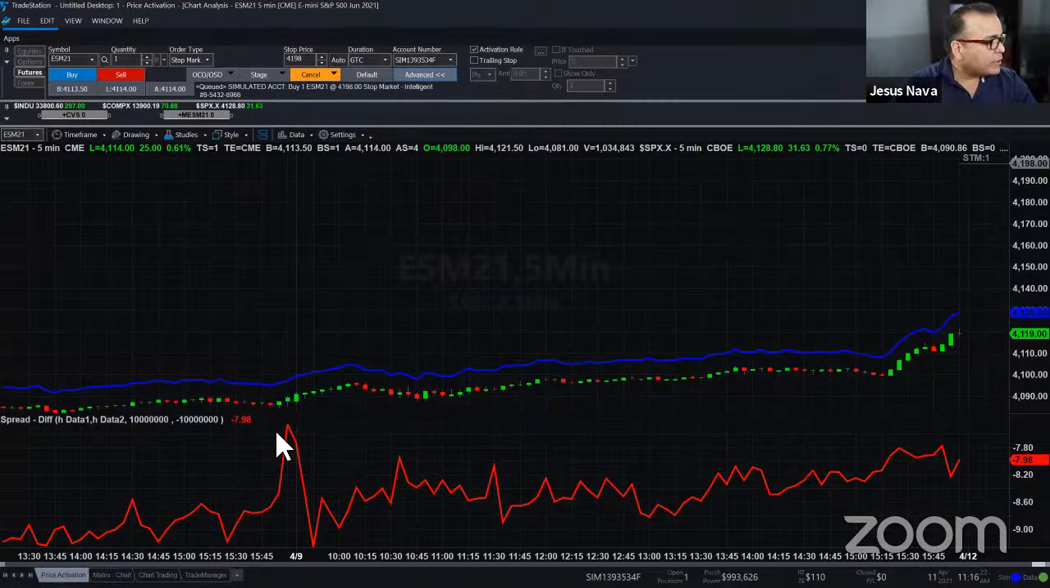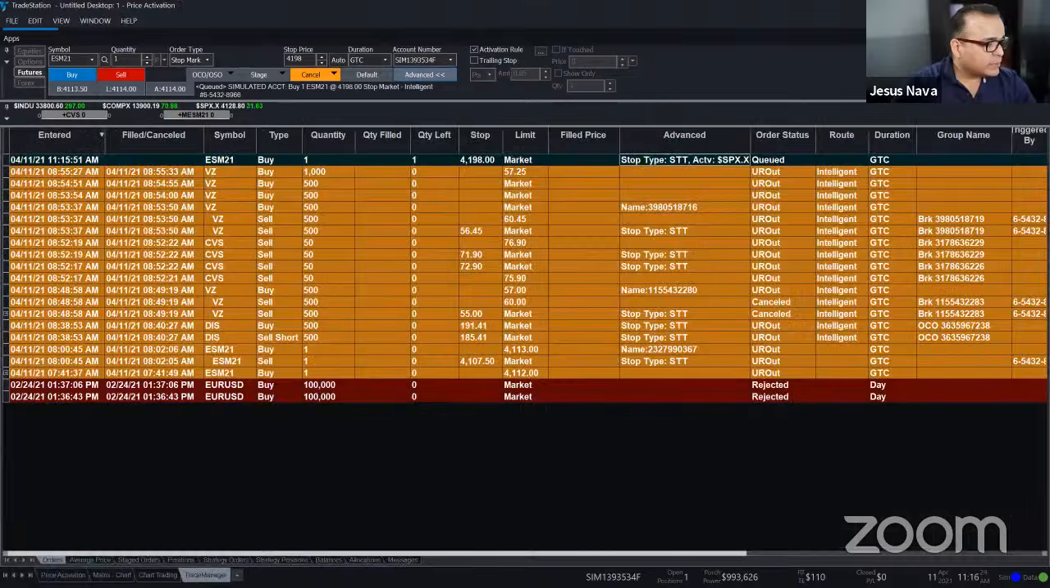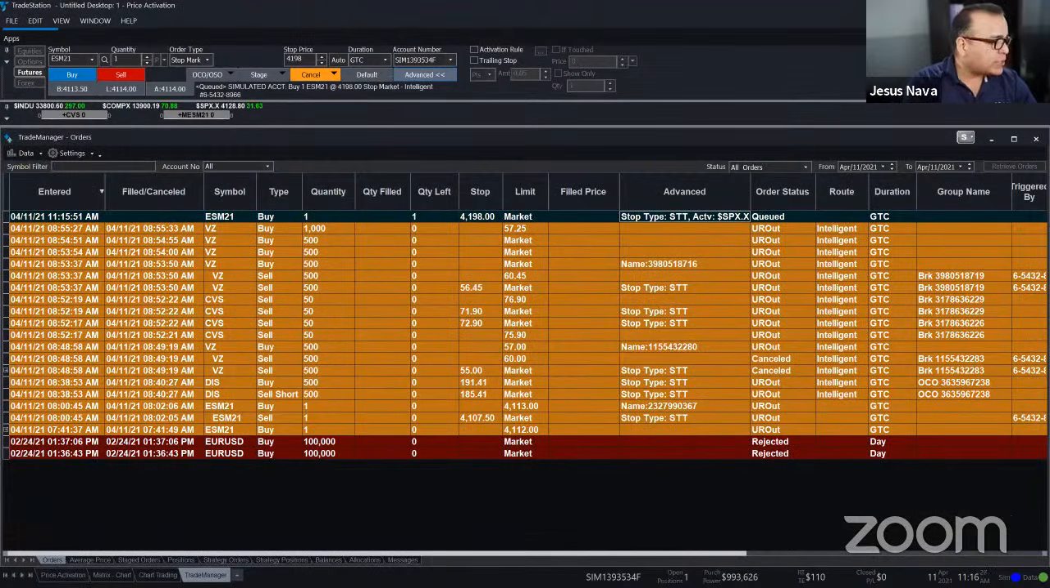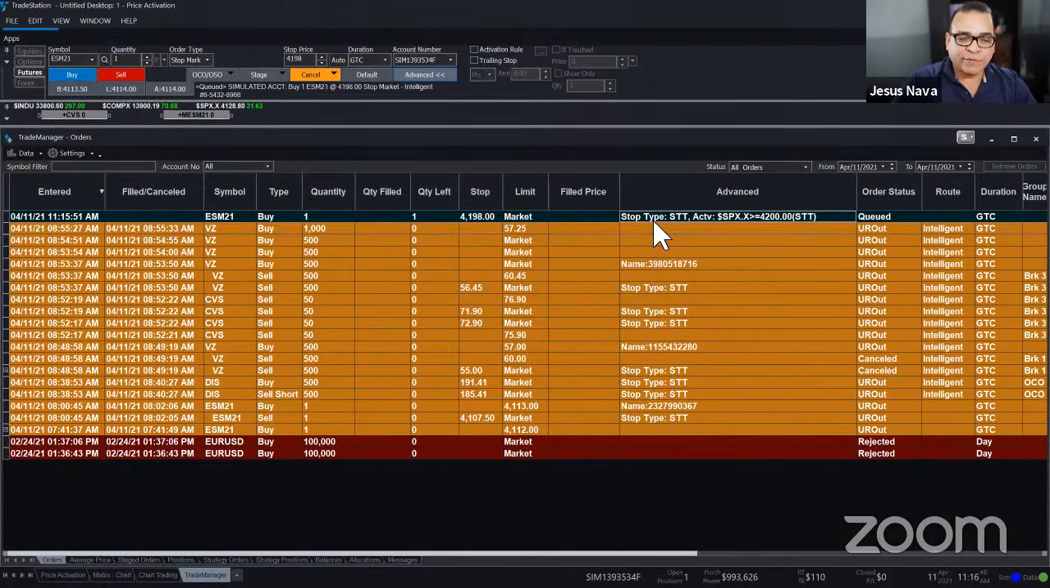Well, I'm going to come over here to the Trade Manager. Trade Manager is one of the applications that are part of the TradeStation platform. And right here at the very top, I see the very order that I just placed. ESM21 is a buy order. 41.98, this is a stop order. That's why the price is under stop. But if you look at the advanced column, that is the one that's going to give you the details about any activation rules that you've put in. And you can see right in there the specific condition. SPX.X needs to be trading at 4,200 or more.